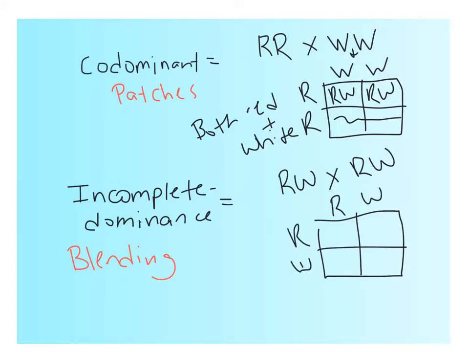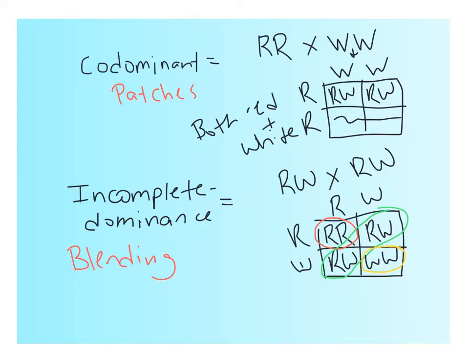And with this cross, 25% of the time, you get red flowers. 50% of the time, or 2 out of 4, you will get pink flowers. RW gives you pink. And the other 25% of the time, you'll get WW. So right here, you'll have the white flowers. So that would be the genotypic ratio: 25% RR, 50% RW, and 25% WW.